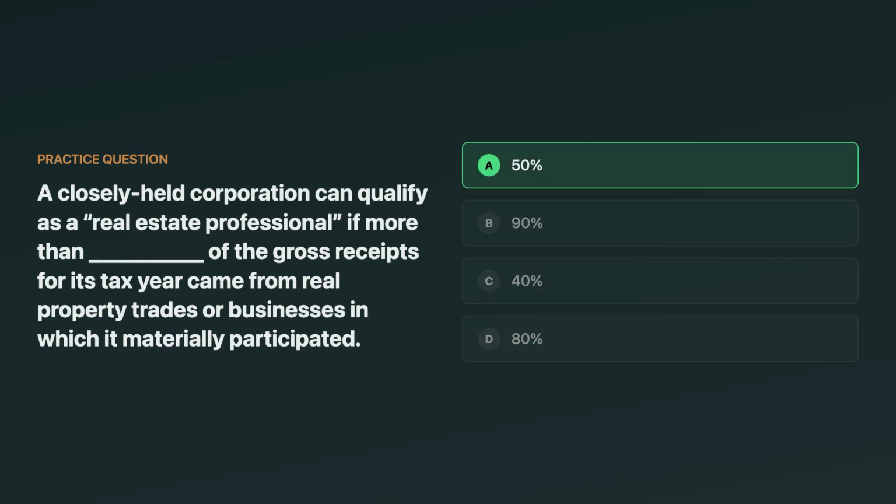The correct answer is 50%. The rule is more than 50% of the corporation's gross receipts must come from real property trades or businesses where it materially participated. 90% sounds believable because it feels like a stricter test, but the threshold the exam wants is just over 50%.